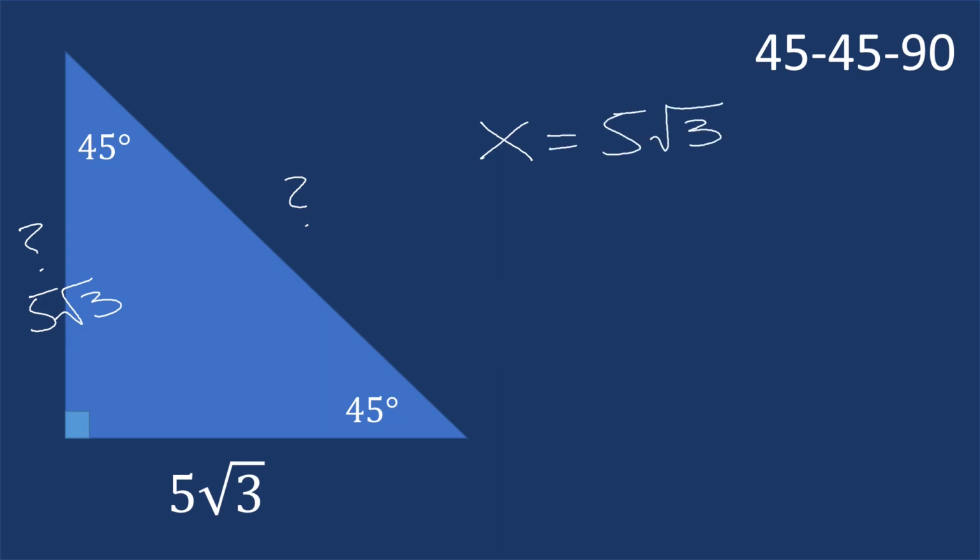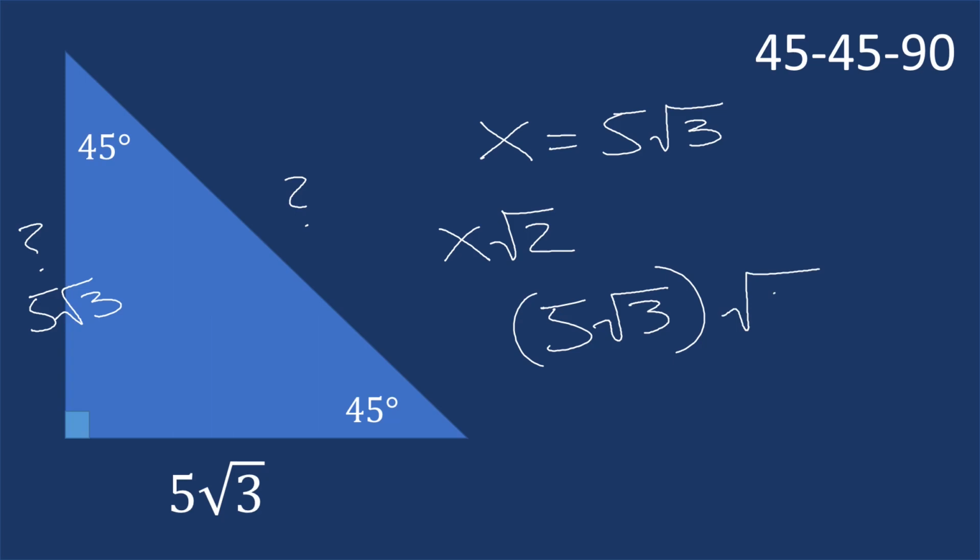The hypotenuse is x square root of 2. So we just take the x, which is 5 square root of 3, and multiply it by square root of 2. Square root of 3 times square root of 2 is square root of 6. So 5 square root of 6. The hypotenuse is 5 square root of 6. So that's how you handle the cases with the 45-45-90 degree triangle. Thanks.